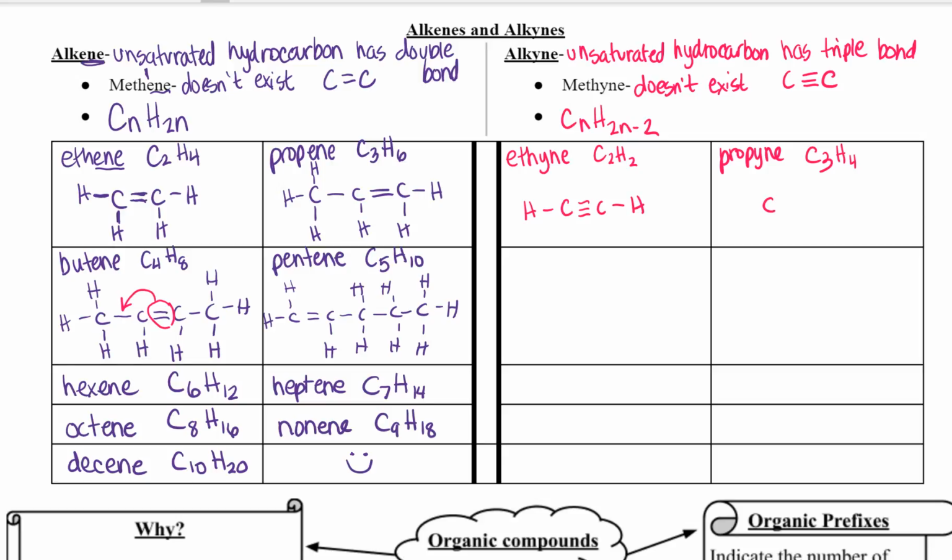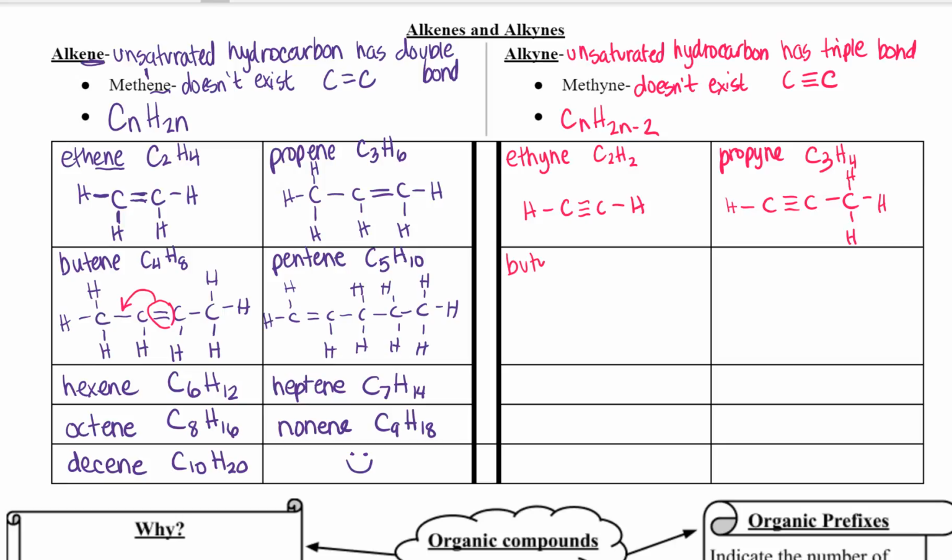Try propyne. 3 carbons this time. Doesn't matter where the triple bond goes. This first carbon has 3 bonds, so it needs 1 more. The middle carbon already has its 4, and this carbon on the end only has 1. So I'm going to do 1, 2, 3, 4. When I put those hydrogens in to fill up the other side of those bonds, that requires 4 hydrogens. So that's how I know I did propyne right. Let's try some more. Let's keep going.